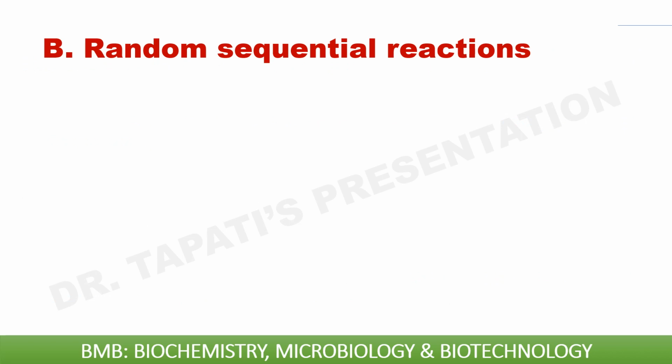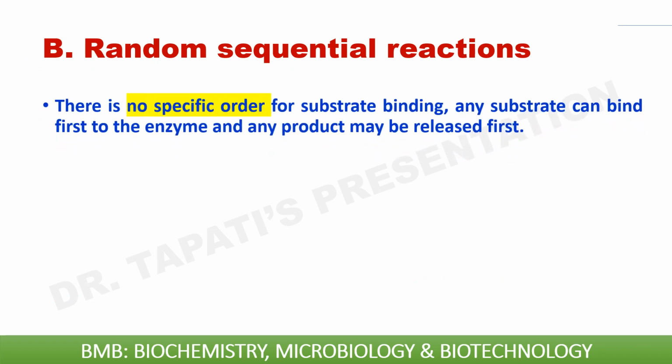Now, random sequential reactions. There is no specific order for substrate binding. Any substrate can bind first to the enzyme and any product may be released. So there will be no order. Therefore, it is called random sequential reactions. There is no specific order for substrate binding and product releasing.